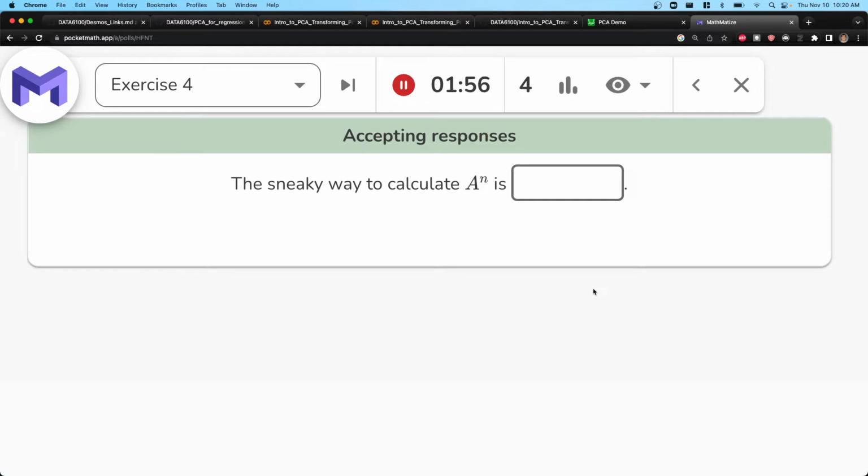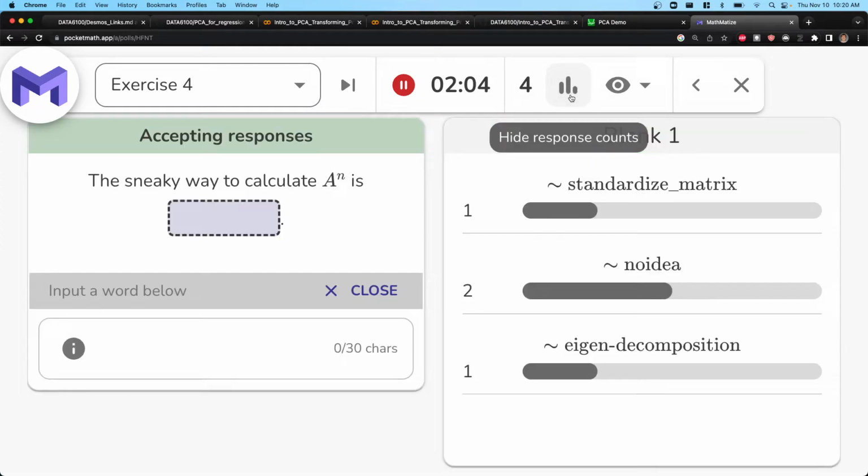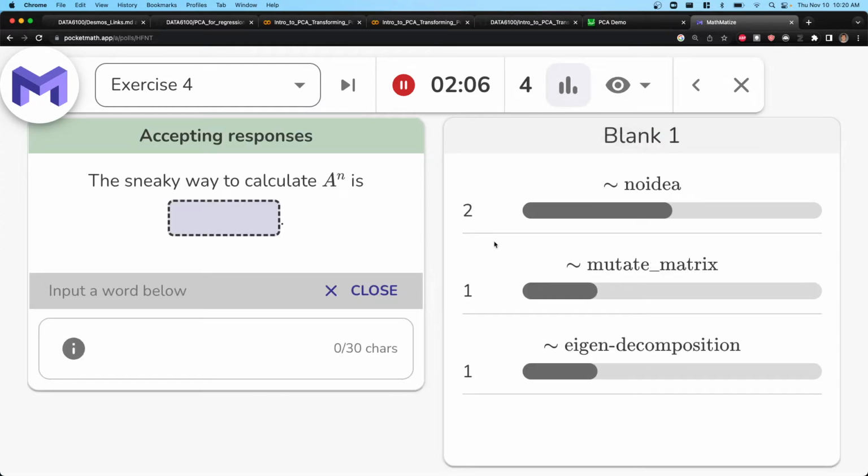Okay, I'm going to stop the timer at 2 minutes. Last chance to put in no idea or whatever you think the sneaky idea is. Let's see. All right, no idea. Good. Mutate the matrix. Okay, I like this. This is a cool word. Eigen decomposition. This is another cool word. So I think mutate the matrix means the same kind of idea as this eigen decomposition.